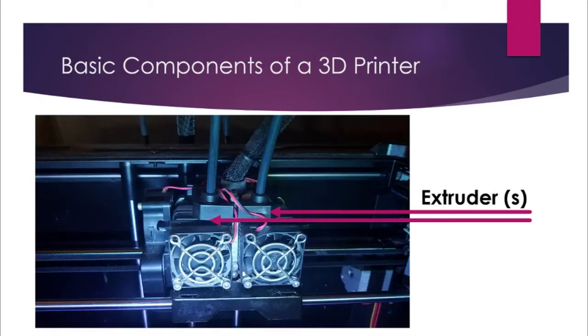Here we have the extruders. There's two in this particular printer, your left and right. The filament comes down through the tubes on into the extruder, and then it gets heated up.